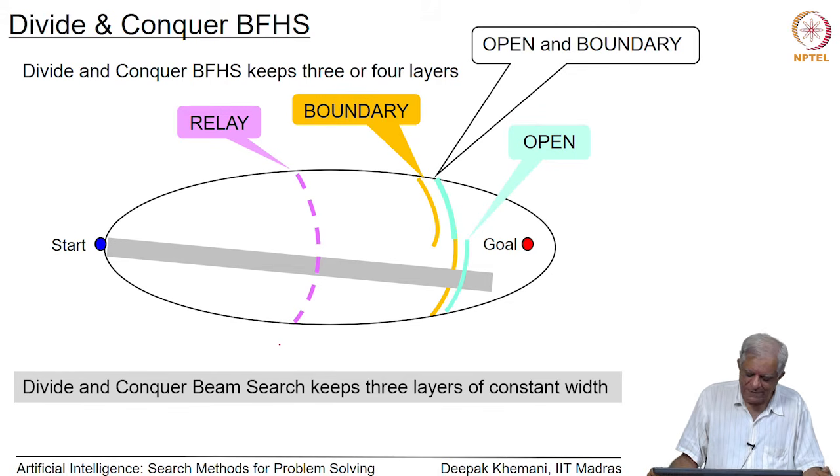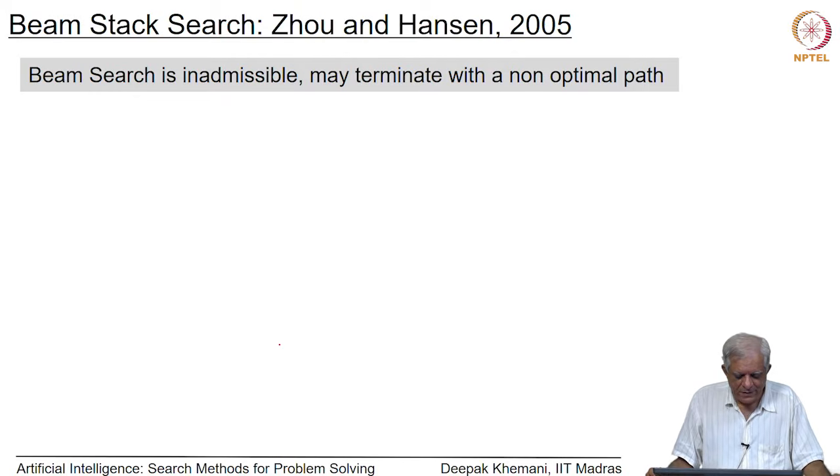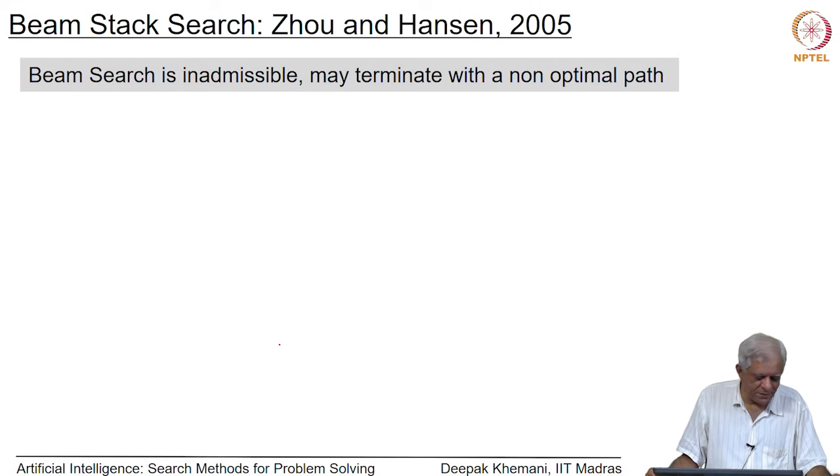But let us get back to first trying to see whether somehow we can make beam search a little bit more explorative in nature, so that it will not ignore any paths, which means that it will find the optimal paths essentially. Okay. So, we have already said this repeatedly, that beam search is inadmissible. It may terminate with a non-optimal path to the goal node.